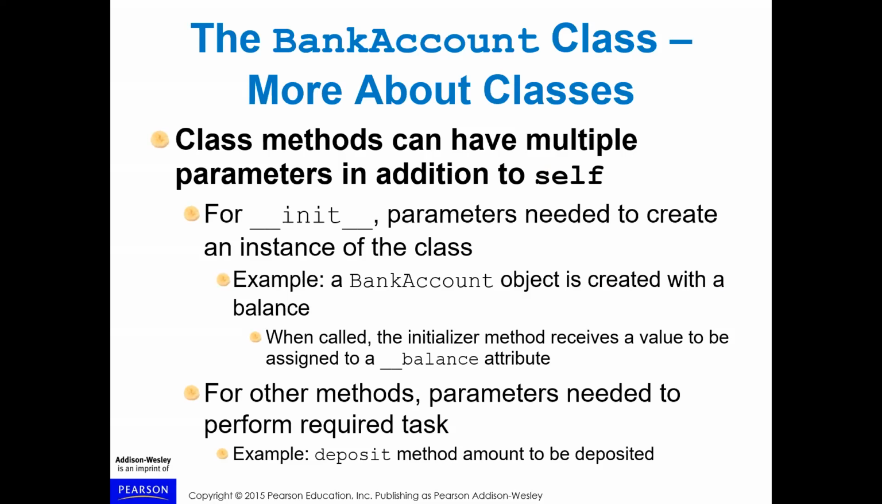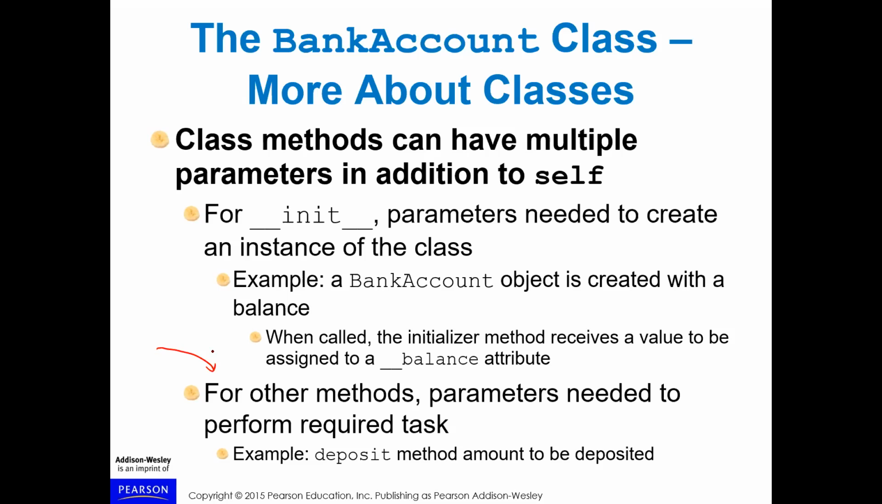All right, so class methods can have multiple parameters in addition to self. For init, parameters are needed to create an instance of the class. Example, a bank account object is created with a balance. When called, the initializer method receives a value to be assigned to a balance attribute. So you have a class bank account, and then you have your customers. Every single one of your customers would get an instance of that class, and then they need to be initialized with a balance, because you might be reading that data from a database and then loading it into your code for whatever reason.